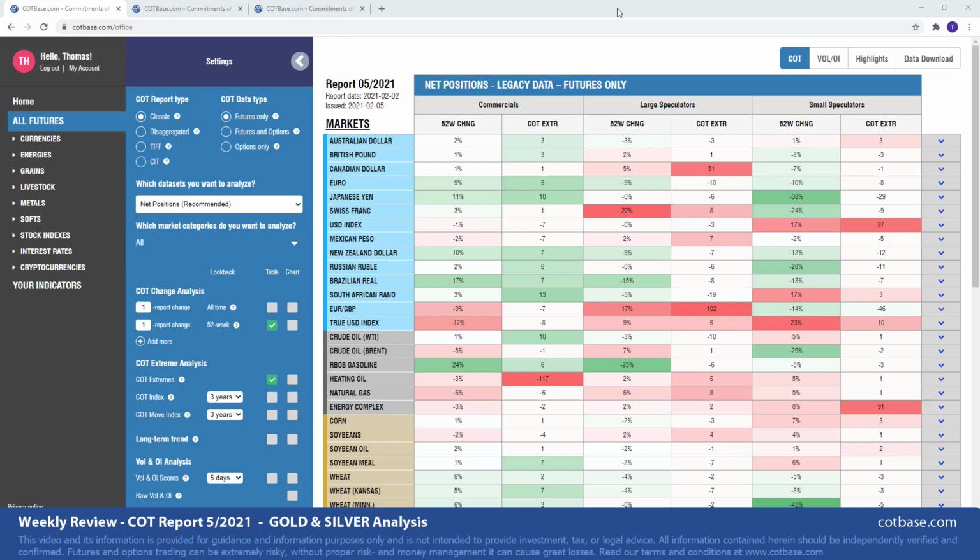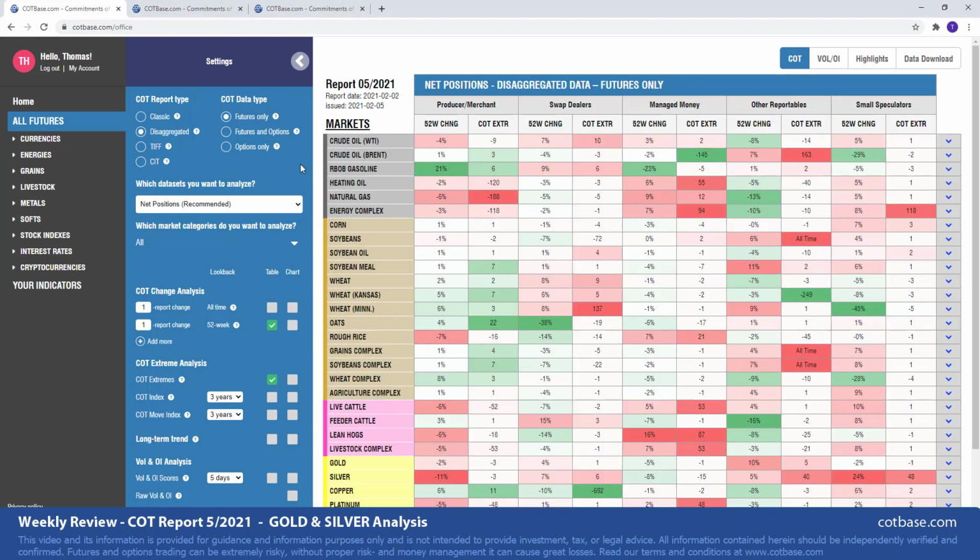Today I'm doing a special review on gold and silver because lately there's been a lot of talk about these markets, especially silver being in a short squeeze, and I just thought maybe some might be interested in what the Commitments of Traders report is telling us about this market. And this time, instead of looking at the classic legacy COT report, I thought we're going to look at the disaggregated Commitments of Traders report for this market.